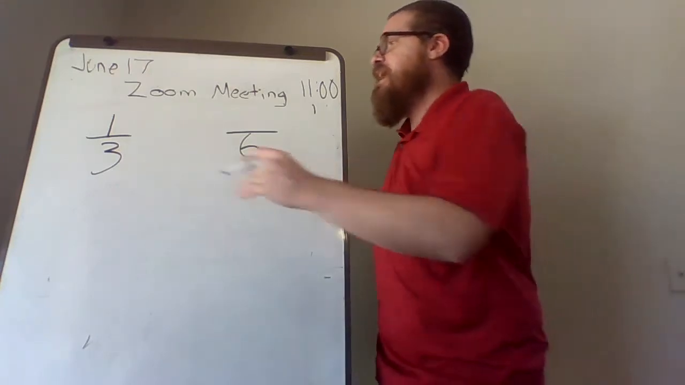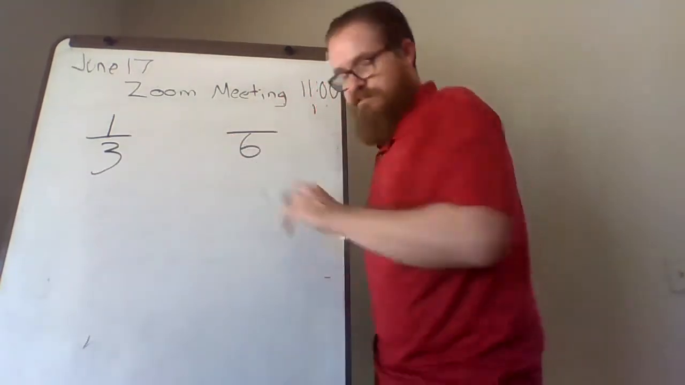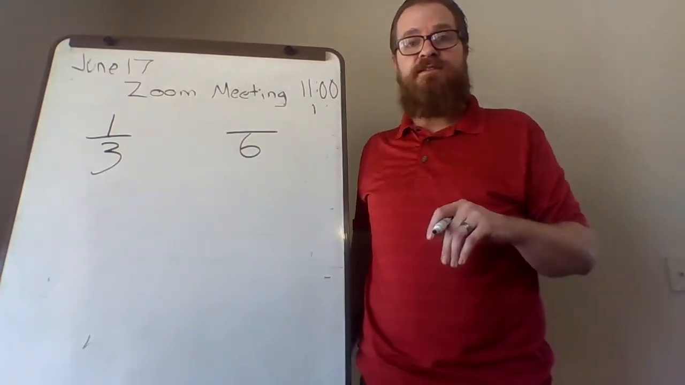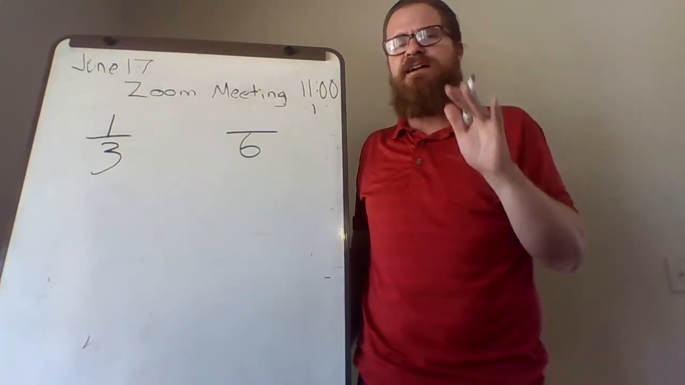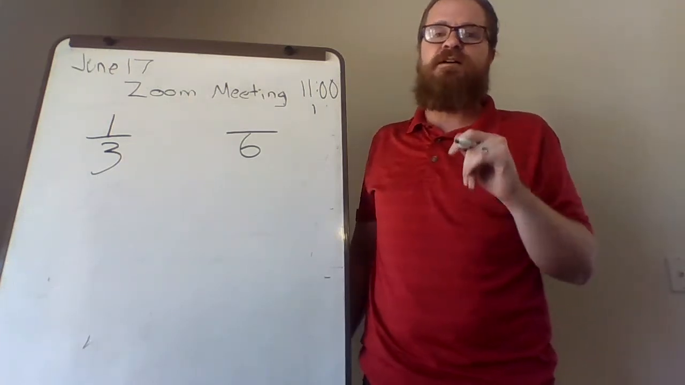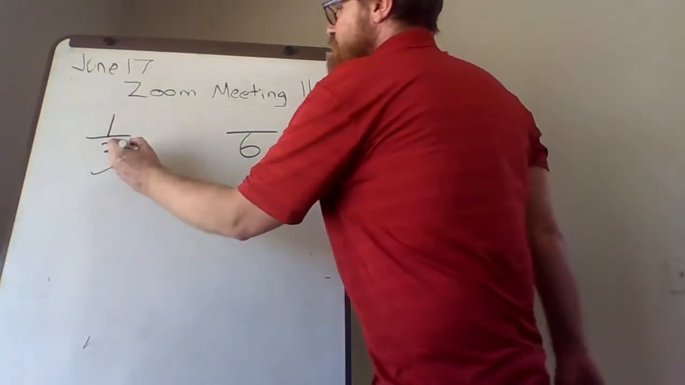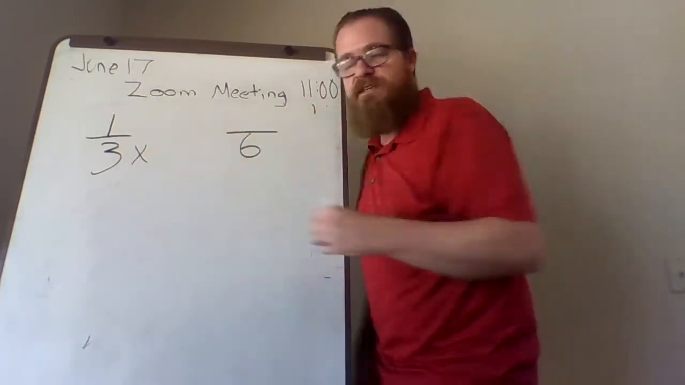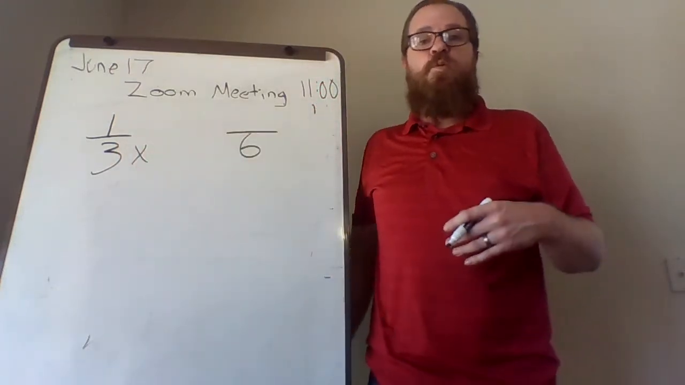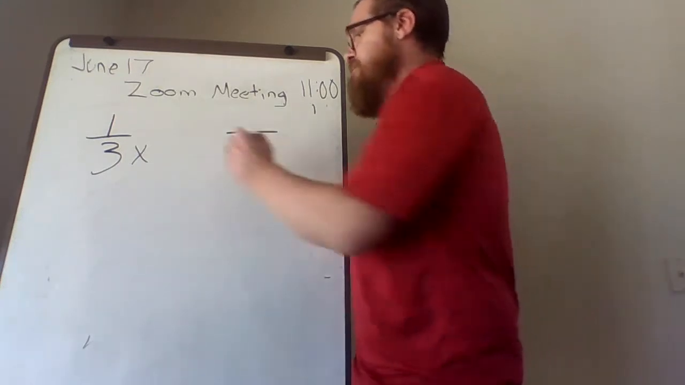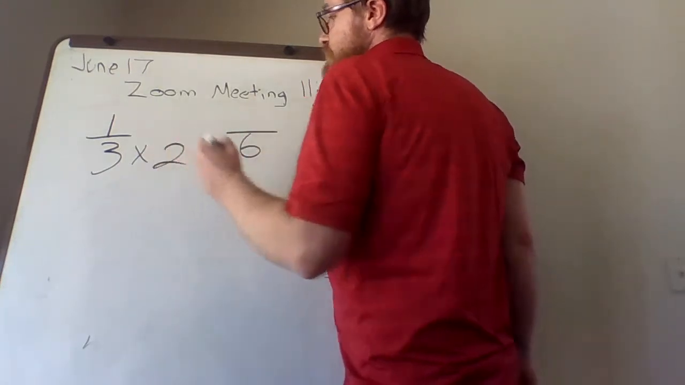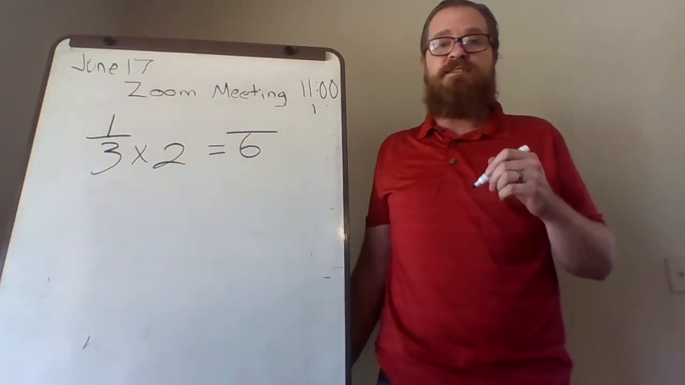So in this case, I need to get from 3 to 6. How do I get from 3 to 6? Well, I know I could add 3, but when we do equivalent fractions, we're not going to add or subtract. We're going to multiply or divide. So I'm going to need to multiply to get from 3 to 6, because 6 is bigger than 3. What do you think I would multiply 3 times to equal 6? Did you think 2? Because that's right, 3 times 2 is 6.